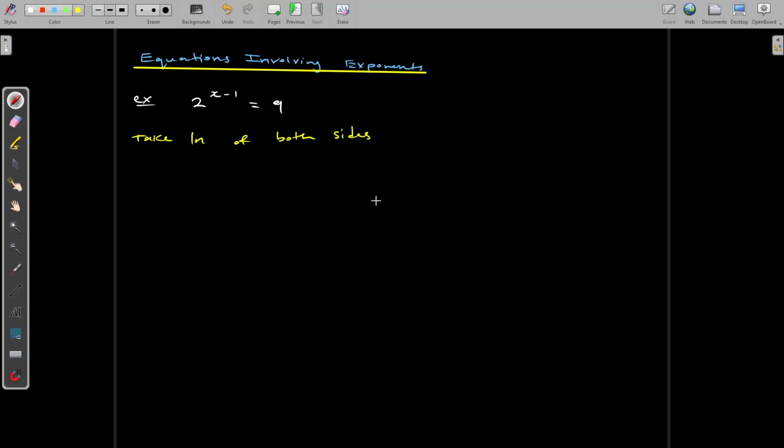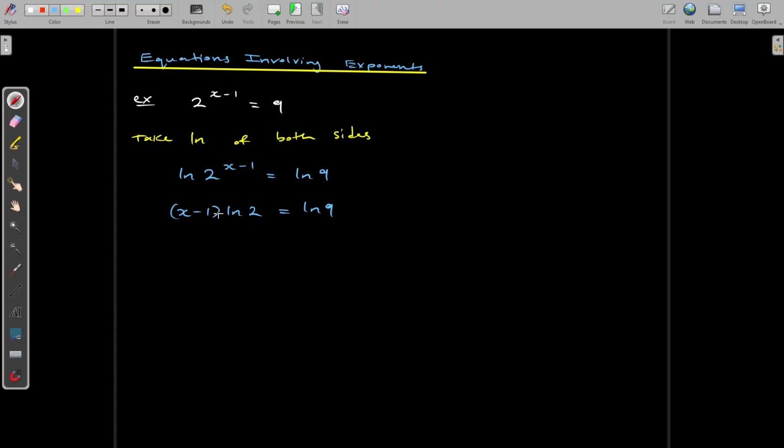So take ln of both sides. So now the left hand side will become ln 2 raised to the x minus 1. The right hand side, ln 9. So we'll bring down the power based on the law. So (x minus 1) ln 2 is equal to ln 9.